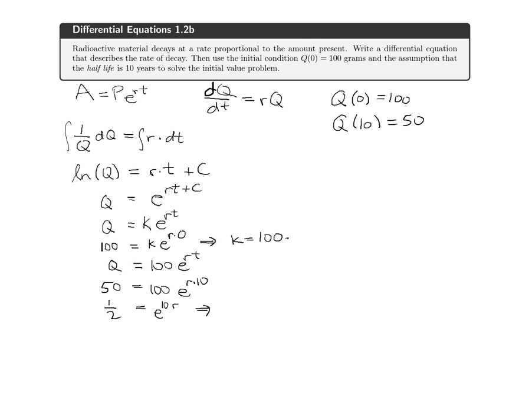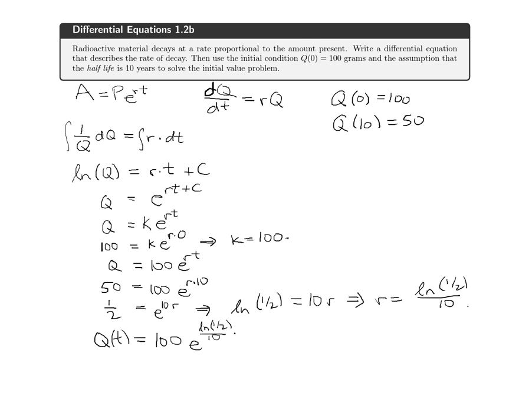So then we take the natural log of both sides. The natural log of 1/2 equals 10r. So that implies that r is the natural log of 1/2 all over 10. So we know that q, or maybe even q of t if we want to use the function notation, equals 100 times e raised to the, and it was the natural log of 1/2 over 10 times t. So that gives us our final answer here.